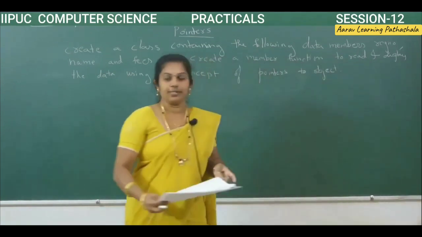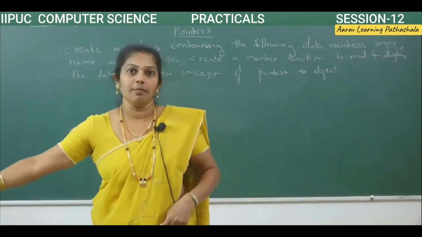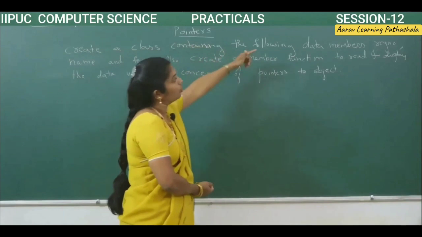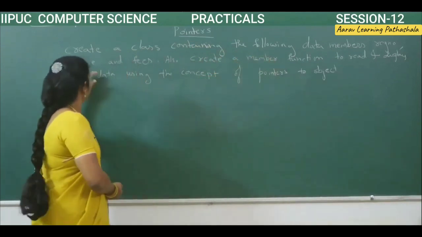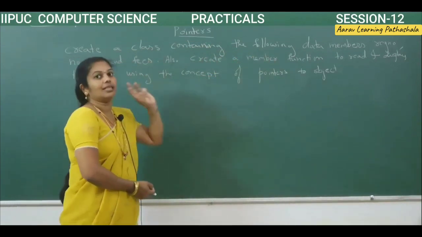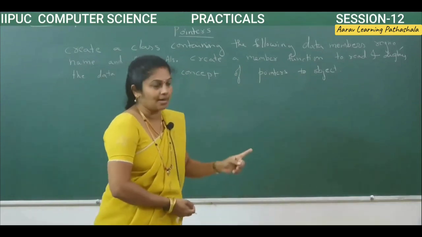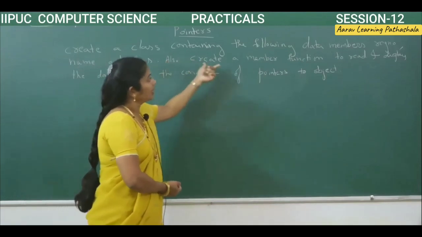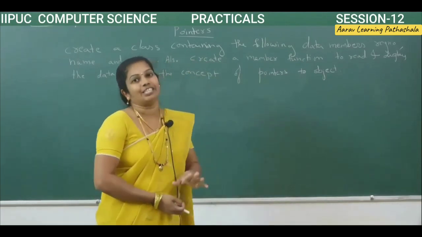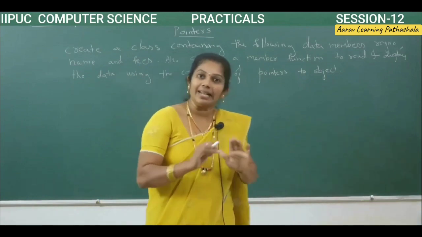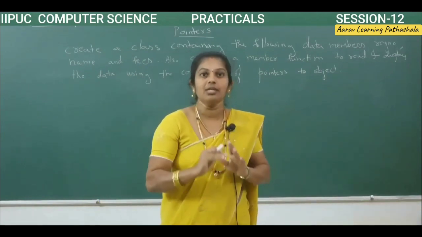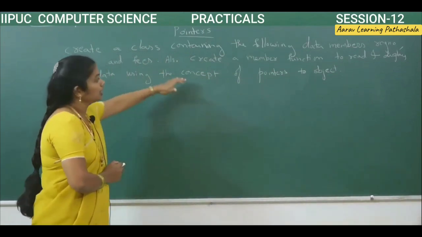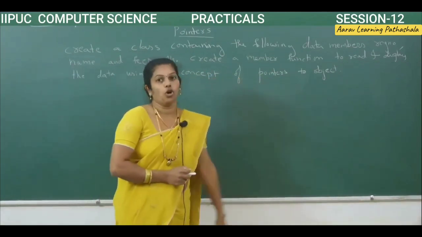Now, all of you listen here. What is the aim of this program? The question is to create a class containing the following data members: register number, name and fees. Three data members are given. Also create a member function to read and display. Here we are not doing any calculation. We only input the values and display the values, using the concept of pointers to object.